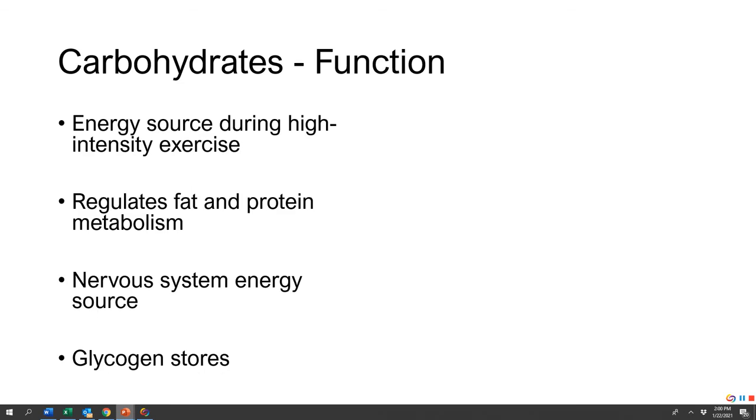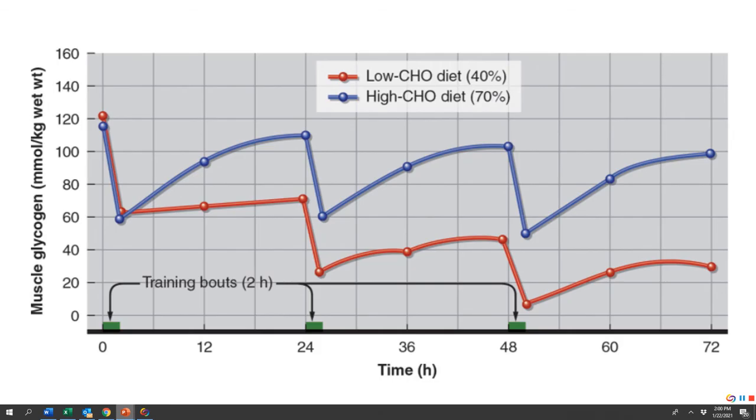Now, when it comes to the function, as we've talked about before, carbs are used during high-intensity exercise. We also use carbs for fat and protein metabolism. We store carbs as glycogen, and it can also be a source of energy for our nervous system. These are just some of the basic things, but we use this during high-intensity exercise. We can't really do high-intensity exercise without carbs because it takes a little too long for fats to be broken down.